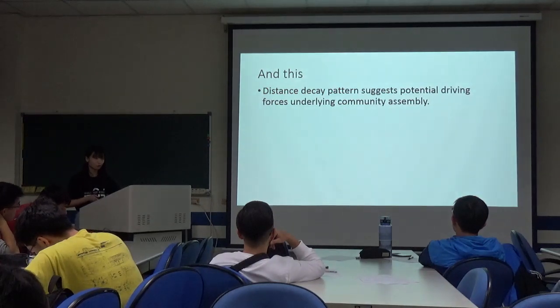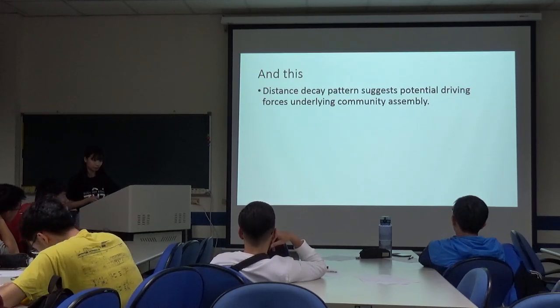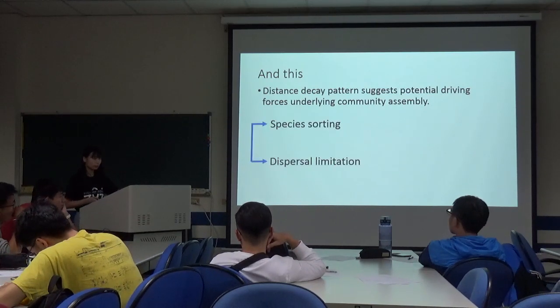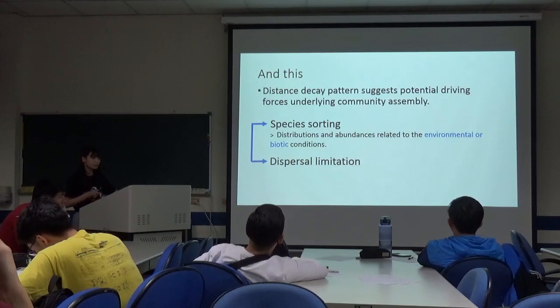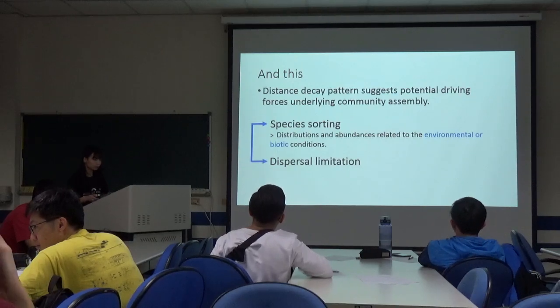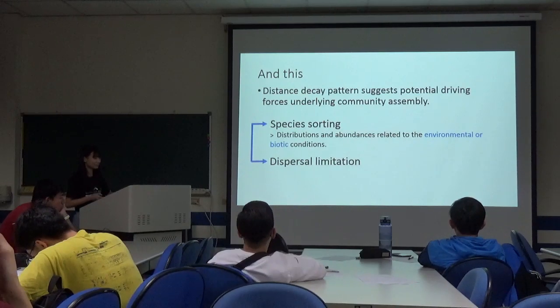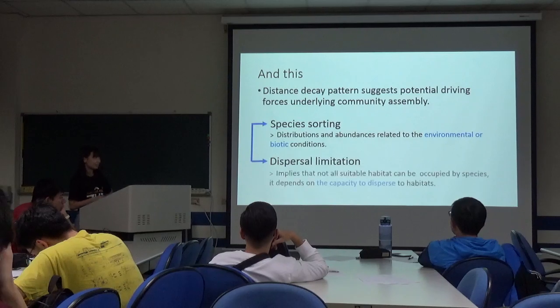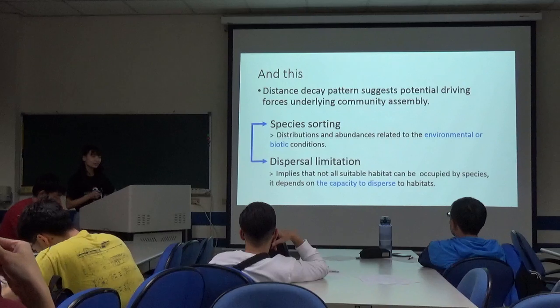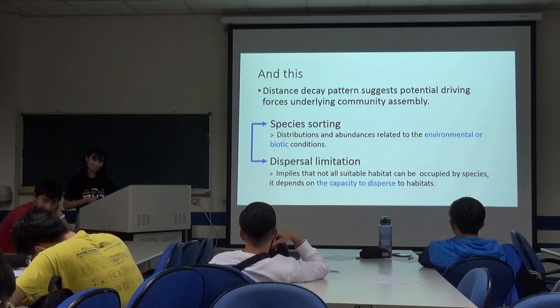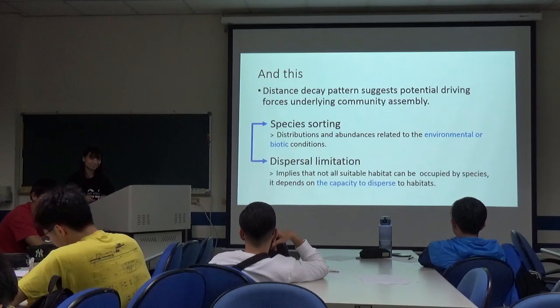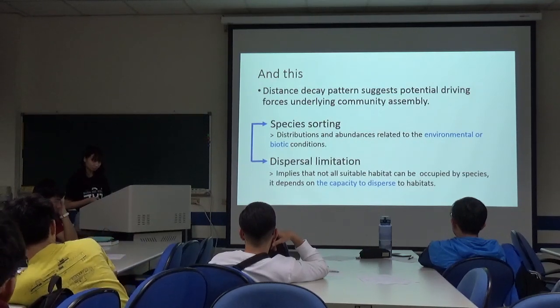I have to tell you, distance-decay patterns suggest potential driving forces underlying community assembly. And there are two major forces. One is species sorting. It describes how community distribution and abundances are related to environmental or biotic conditions. And the other is dispersal limitation. It implies that not all suitable habitat can be occupied by species. It depends on the capacity to disperse to habitat.